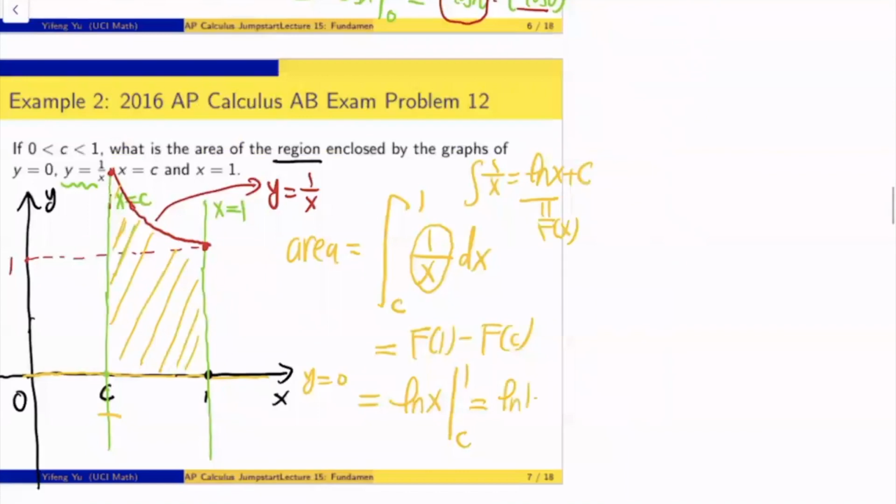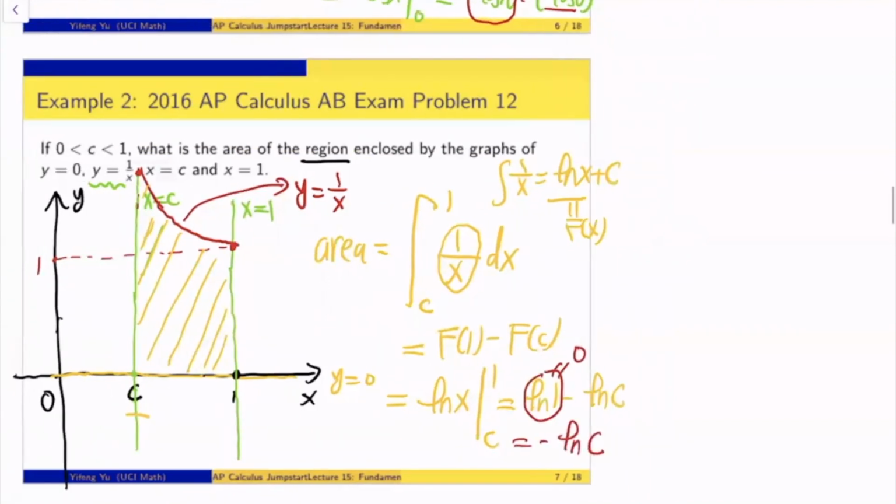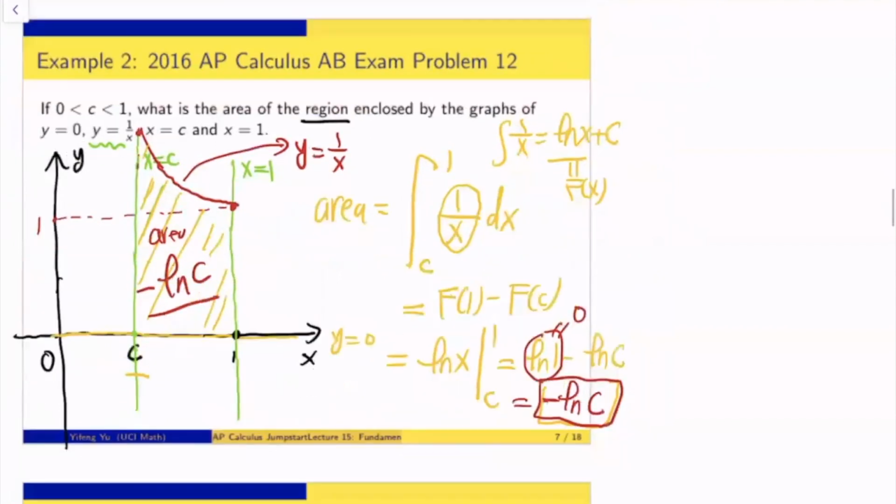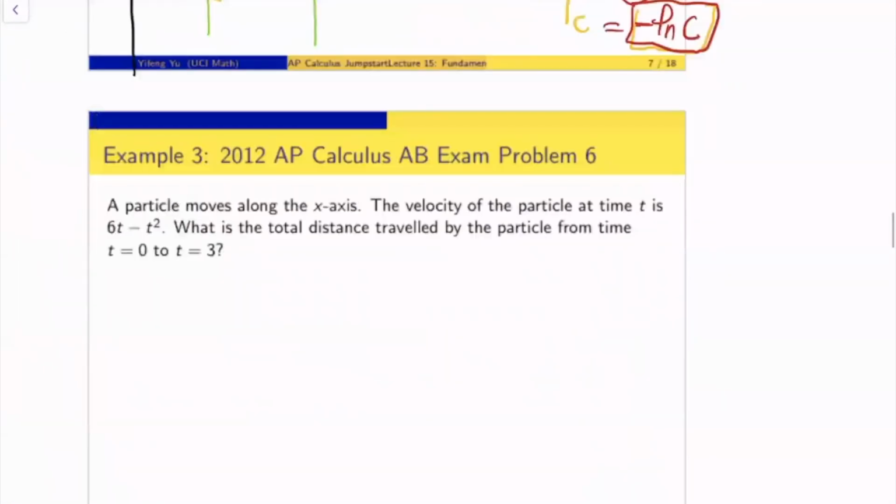This is log 1 minus log c. What is log 1? Log 1 equals 0. So what you have is negative log c. So the area is negative log c, with little c, and that is the answer. All right, let's look at the next example.